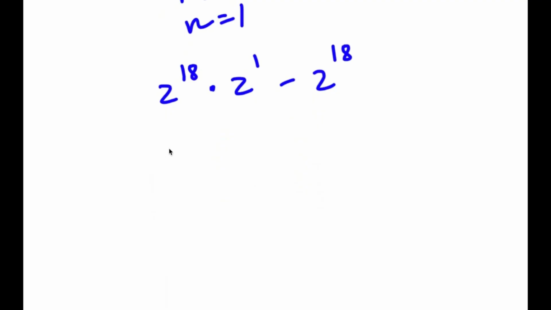Now what I'm going to do is factor out 2 to the power of 18. So now I have 2 to the power of 18 times, now 2 to the power of 18 times 2 to the power of 1 divided by 2 to the power of 18. Well, these two would cancel out, so I would simply be left with 2 to the power of 1. Now I have this minus 2 to the power of 18 divided by 2 to the power of 18 is simply just 1.